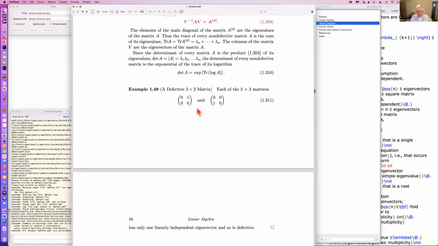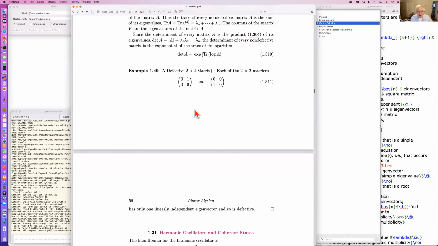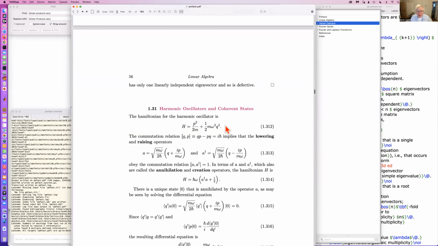Here are examples of defective matrices, and you can see that these have a suspicious look to them. Let's put it that way.